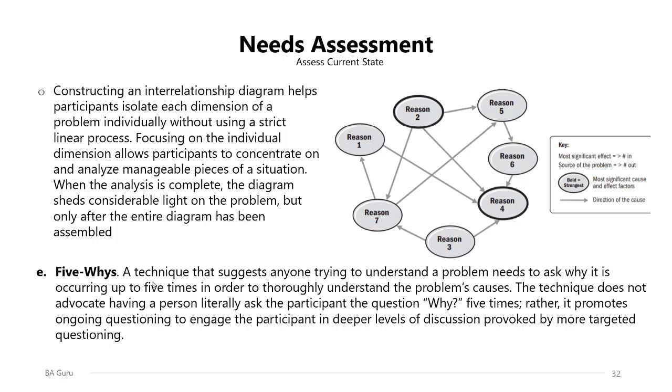And the last example will be the 5 whys technique, which is a technique that suggests anyone trying to understand the problem needs to ask why it's occurring up to 5 times in order to thoroughly understand the problem's causes. The technique does not advocate having a person literally ask the participant the question why 5 times, rather it promotes ongoing questioning to engage the participant in deeper levels of discussion provoked by more targeted questioning. So it's not just why. You need to dig deep with the person you are questioning in order to reach the root cause of this problem.